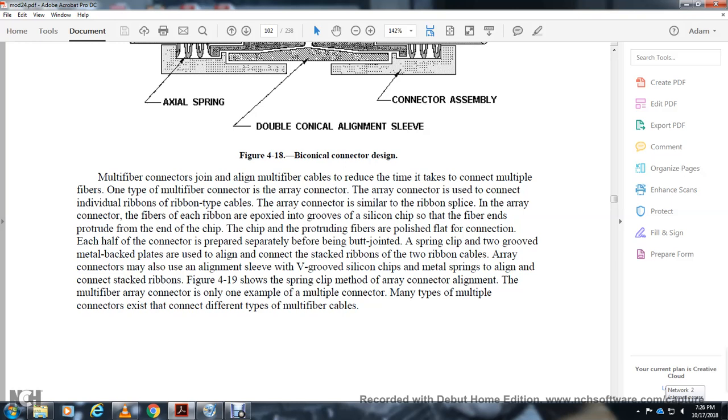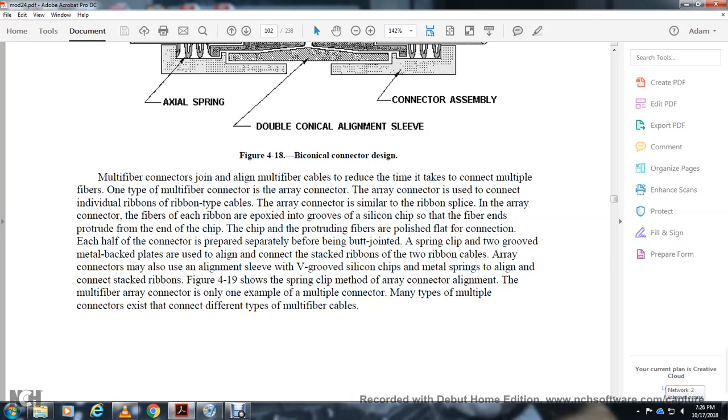Each flat half of the connector is prepared separately before being joined. A spring clip, the two grooves, and a back plate are used to align the connector with the stacked ribbons of the two ribbon cable array connectors. Also the alignment sleeve with the V-groove silicon chip and the metal spring clips line up the connecting stacked ribbons. Figure 4.19 shows the spring clip method of the ribbon connector alignment.